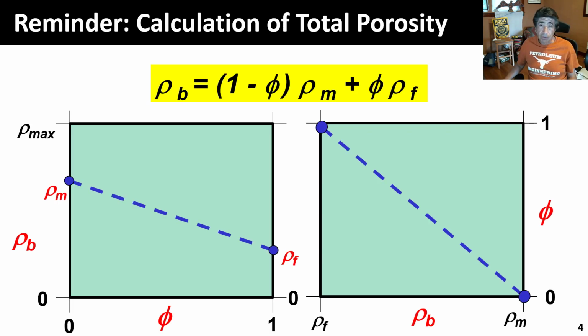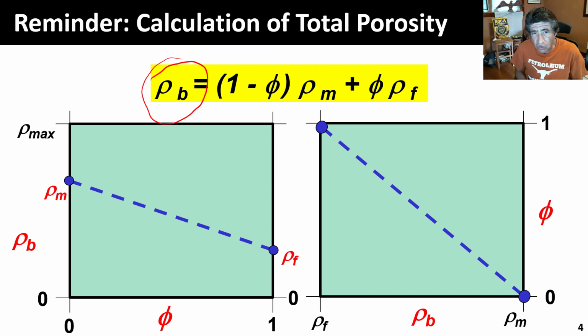But let me remind you, this is the formula that we use for linking the density of the rock, which is the measurement. That's what we measure. The measurement that we get from the density tool is the bulk density, grams per cubic centimeter.